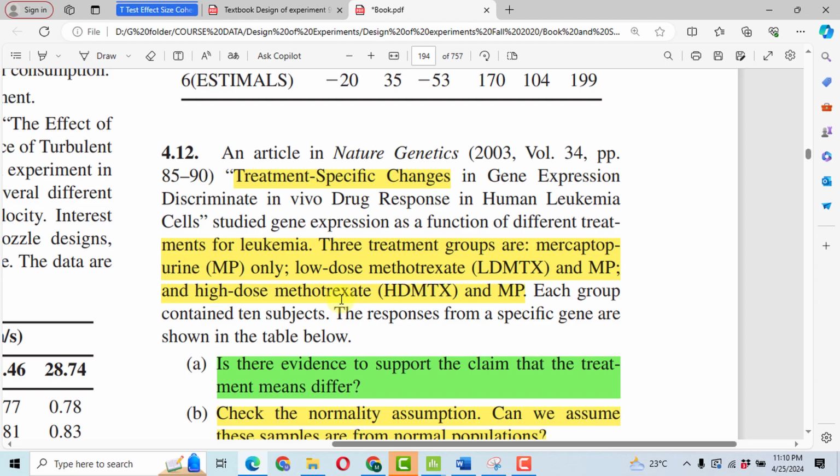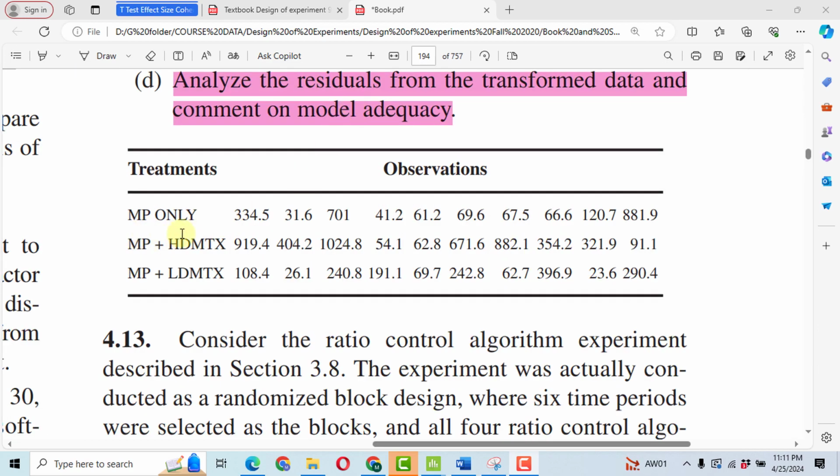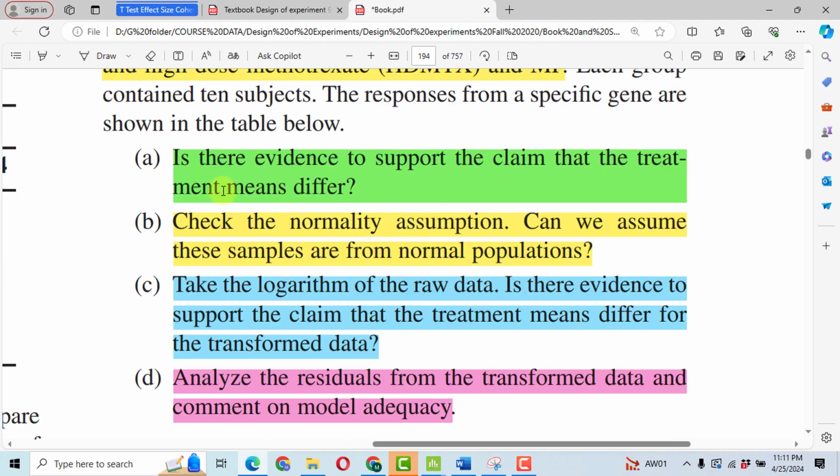There are only 3 treatment groups which we have to compare. The treatment groups are MP only, MP plus HD MTX as the second treatment group, and MP plus LD MTX as the third group. Each group has observations. So first of all, the beauty of this question is that we have to check the normality, then comment on it. If the normality assumption is not satisfied, then we will do a transformation based on logarithm, and again check the normality assumption by using the residual analysis. So that's the beauty of this question.